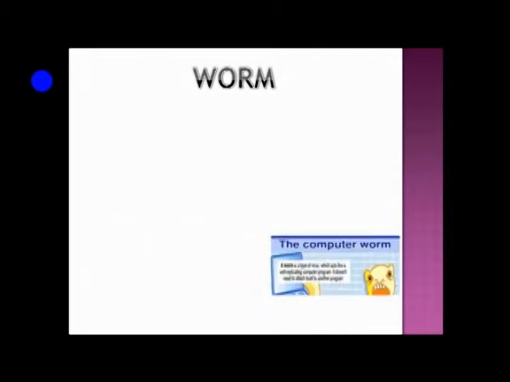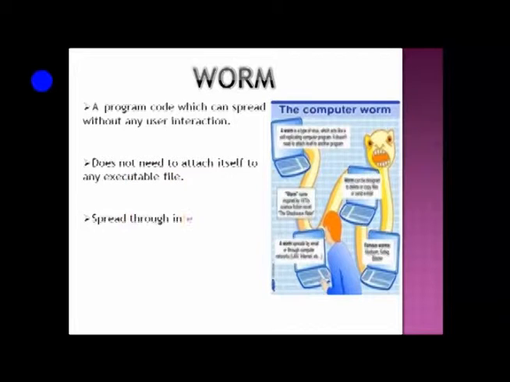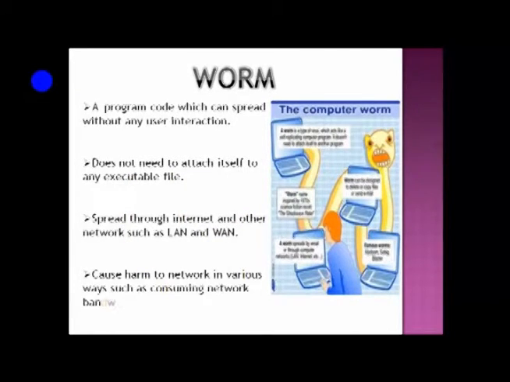A worm is a computer program or code which can spread without any user interaction. And like a computer virus, it does not need to attach itself to an existing program. They are spread through networks such as LAN, WAN and also through the internet. They mostly cause harm to the network by consuming network bandwidth.